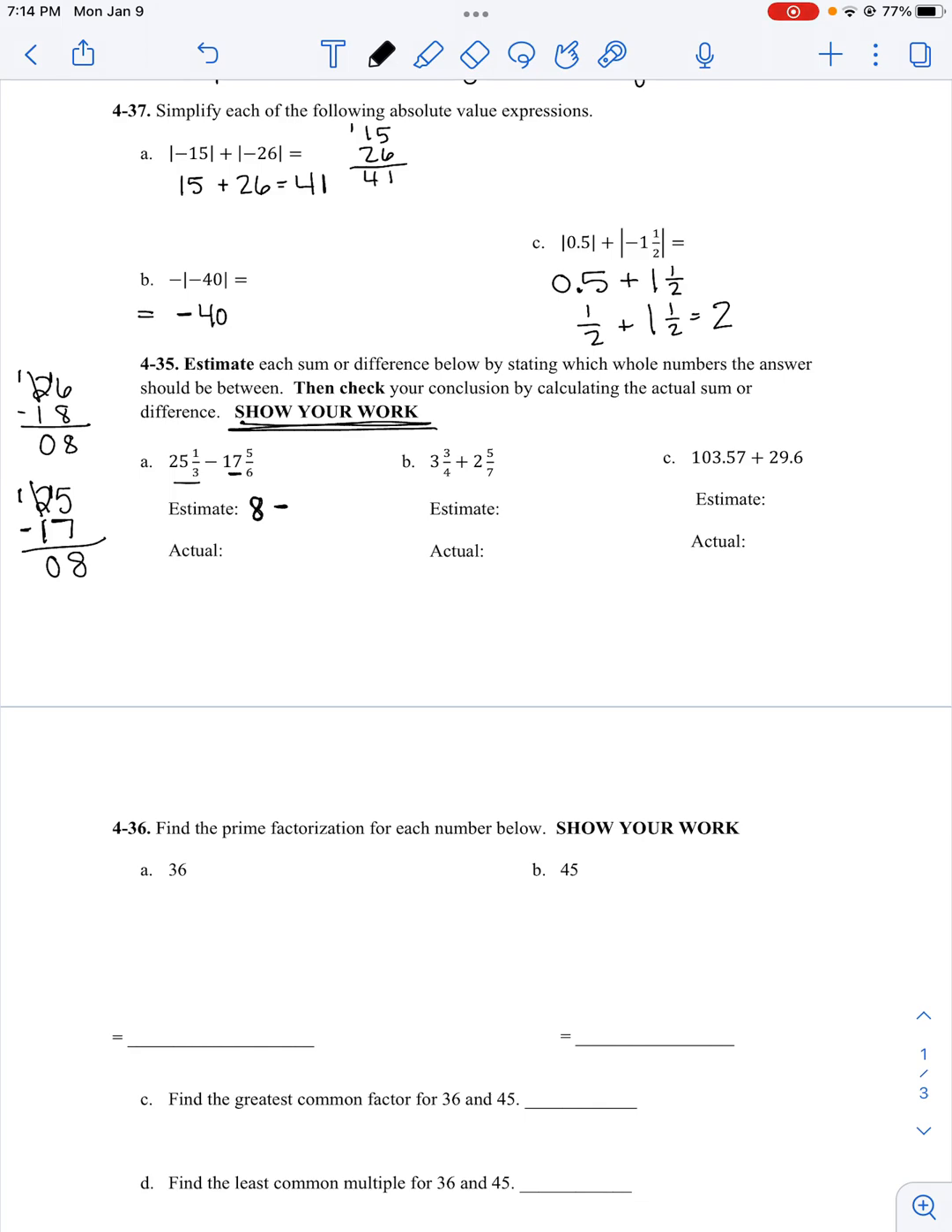That gets me 8. So my estimate is going to be around 8. I'm going to guess it's somewhere between 8 and 9 based off of that. Okay. For part B, my estimate, 3 3/4 can round down to 3 plus 2, which would be 5. Or I could say, well, this is going to be 4 plus 3, which is 7.